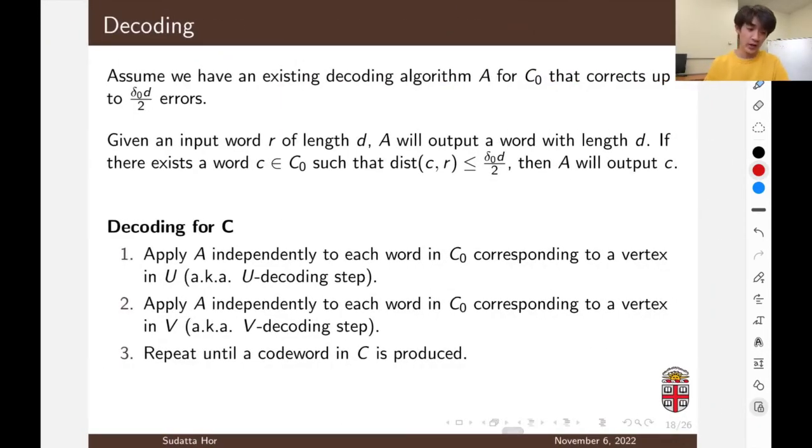So next we could talk about a decoding algorithm. And the concept is we start with the decoding algorithm for C naught. We call it A. And we are going to apply A to all the vertices in U first. And then we're going to apply it to all the vertices in V. And then we're going to repeat until we produce a code word in C.